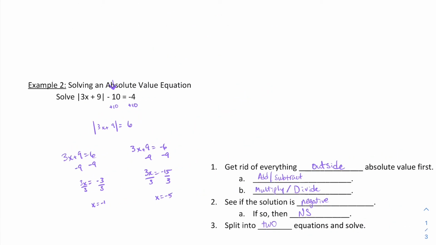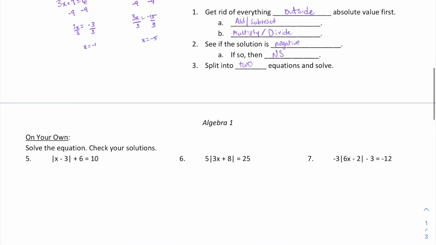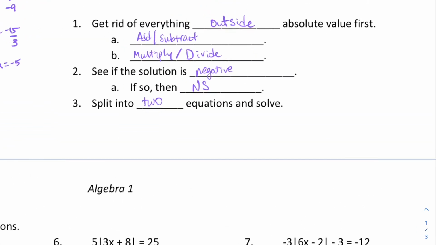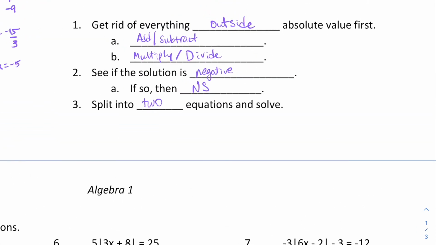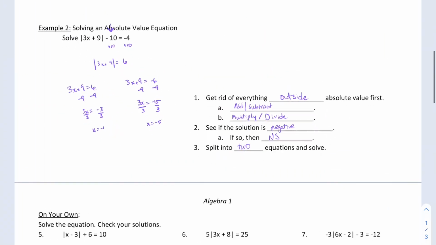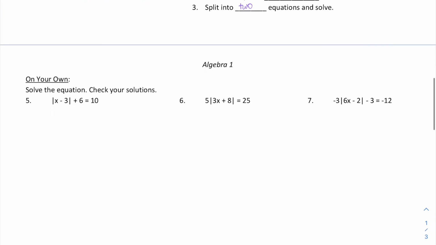Okay, so why don't you try 5, 6, and 7 on your own. Number 7 is a little tricky, so you have to go through the steps, right? You add and subtract first, and then you multiply, divide the stuff outside of my parentheses. All right? So why don't you match up 5, 6, and 7. If you get any of these wrong, I would go back and try it again. If you still get it wrong, then I would ask questions in class tomorrow.